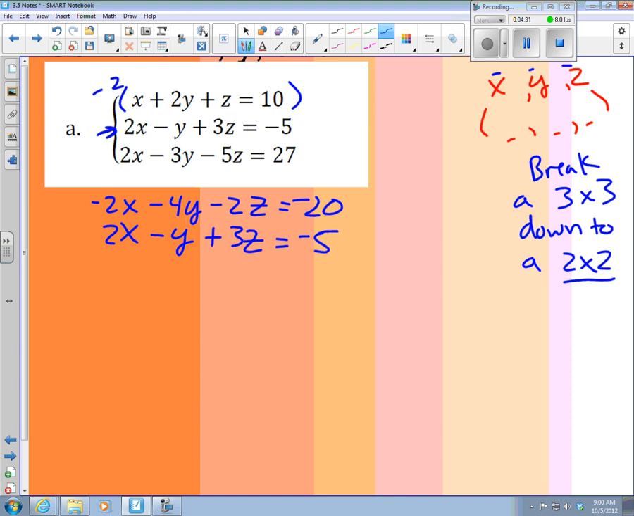Now the biggest thing is making mistakes. I might have made one already. I don't know. We'll see. But when I add these two together, of course, my x's cancel out. -5y plus z equals -25.